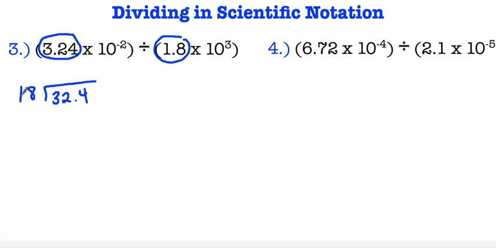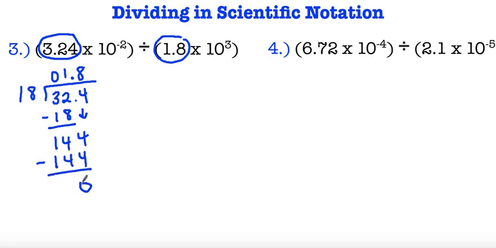All right, so 18 goes into 3 0 times. 18 goes into 32 one time. So I'm going to subtract by 18. I end up with 14. Bring down the 4. Bring up my decimal. And 18 goes into 144 8 times evenly. And that's it. So 32 4/10 divided by 18 is 1 8/10.